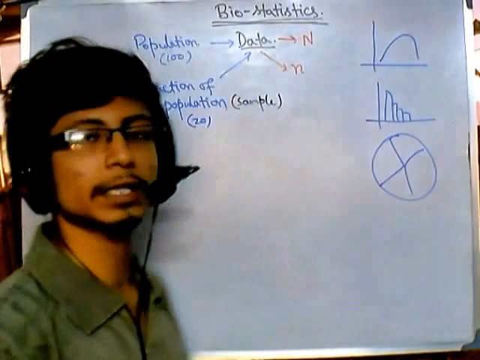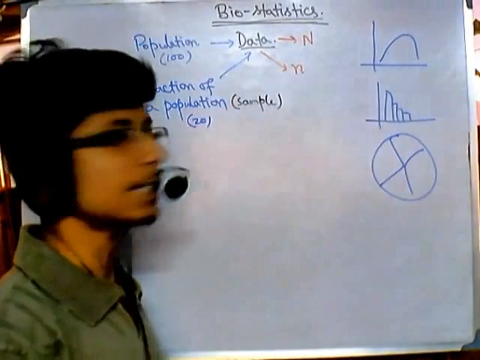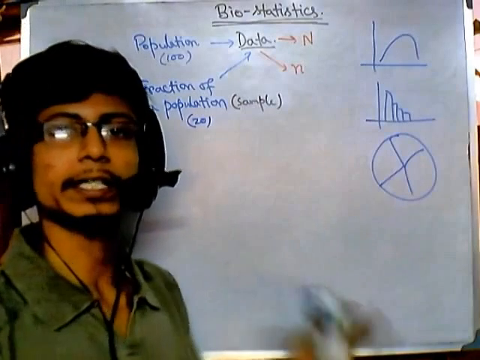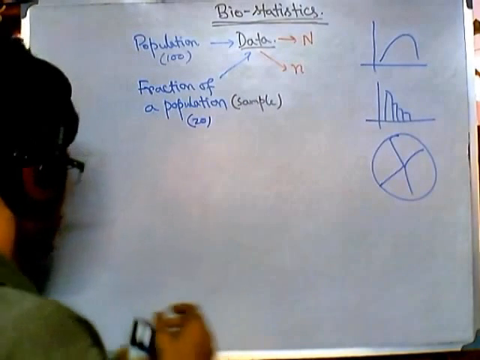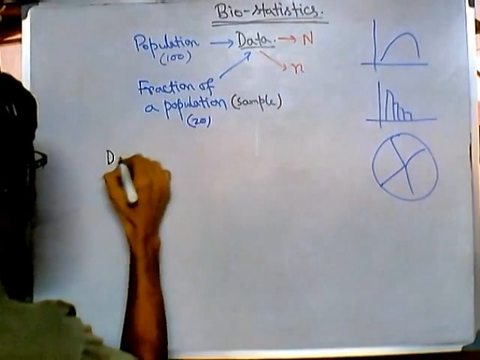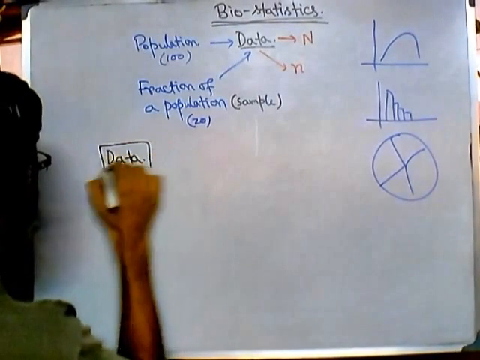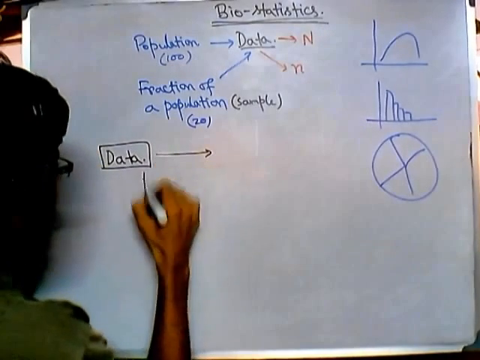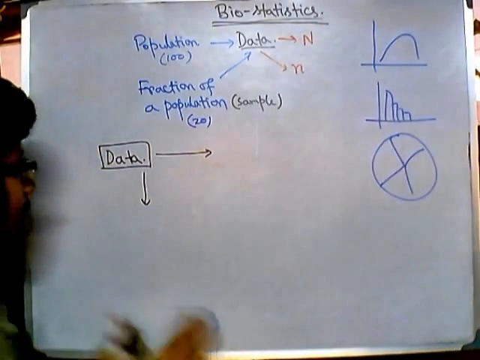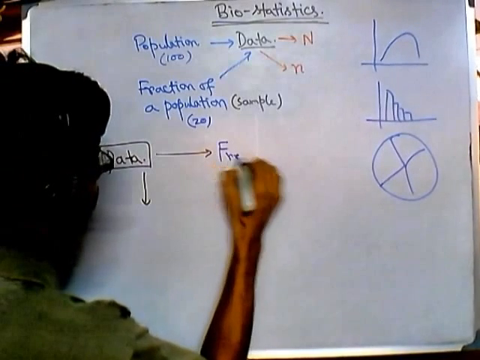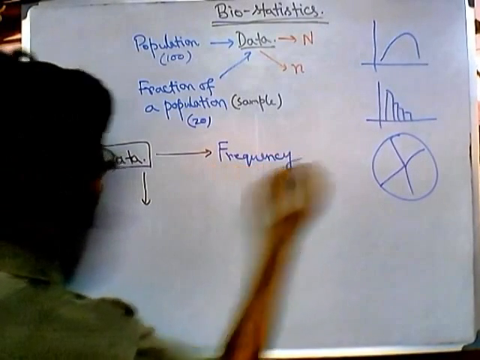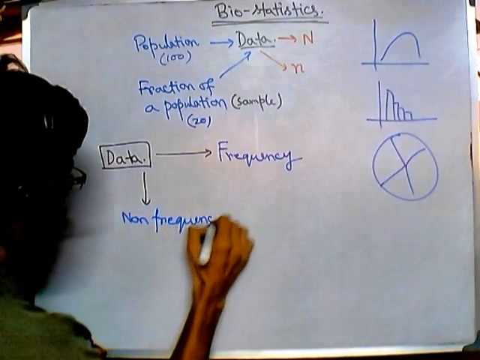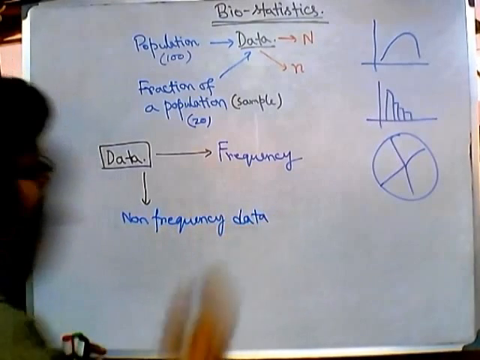After that, we need to understand another important concept, the type of data. The type of data can be divided into various types, but here we are interested in a simple one: the data can be divided into two different parts. One is called frequency data, and another one is called non-frequency data. Let me write it. Frequency data and non-frequency data. Now what do we mean by that?